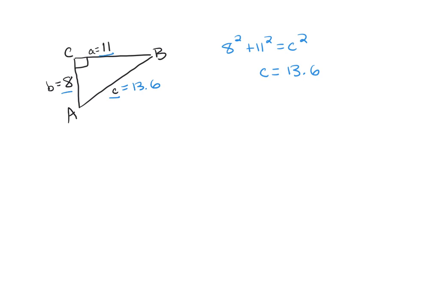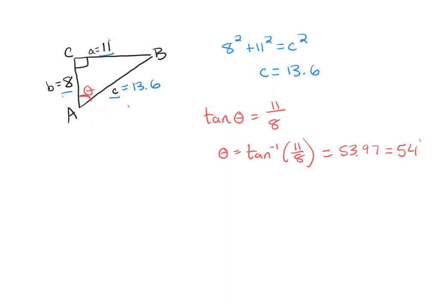Okay, let's find an angle measure. Let's find this one. Let's find angle A. So let's do tan. We can really use any of them because we have all three sides. But let's do tan of theta equals opposite 11 over adjacent 8. So then theta equals the inverse tan of 11/8. And when you do that, you're going to get 53.97. Angle measures, I like to just round to the nearest whole number, so 54.